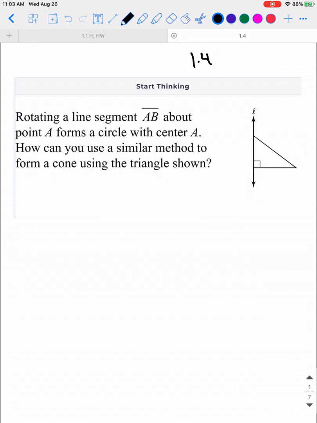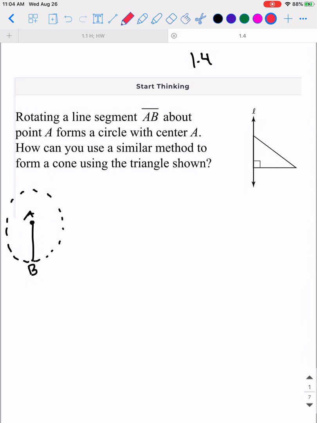So it told us that if we had a line segment AB and it rotates around point A to form a circle with center A, you could do that. You just rotate and you form a circle. Right? So that's kind of what I'm talking about. That's more of an oval, but best circle I could draw.